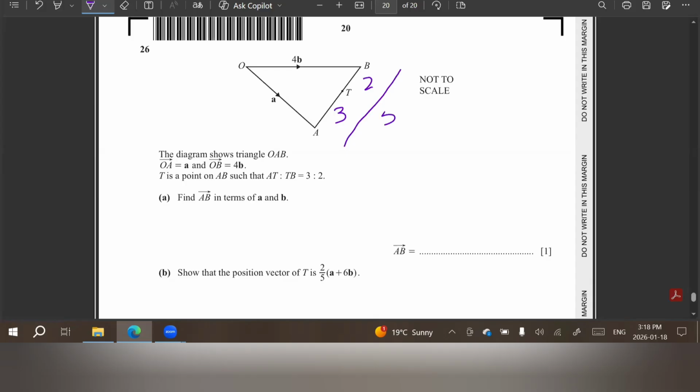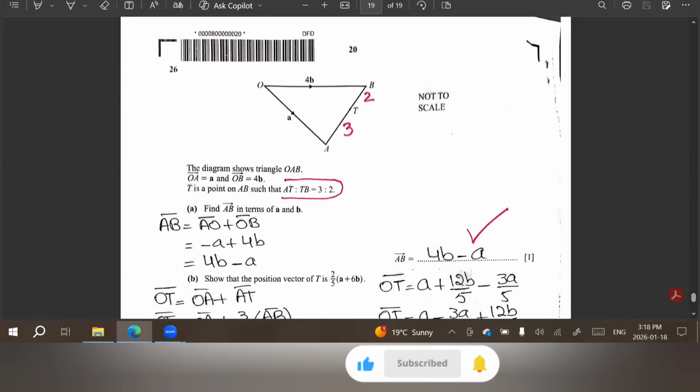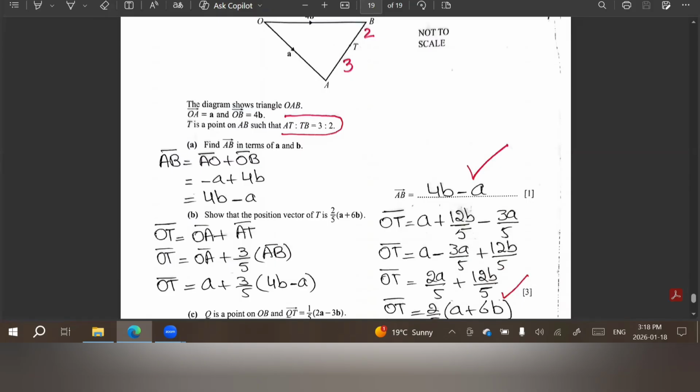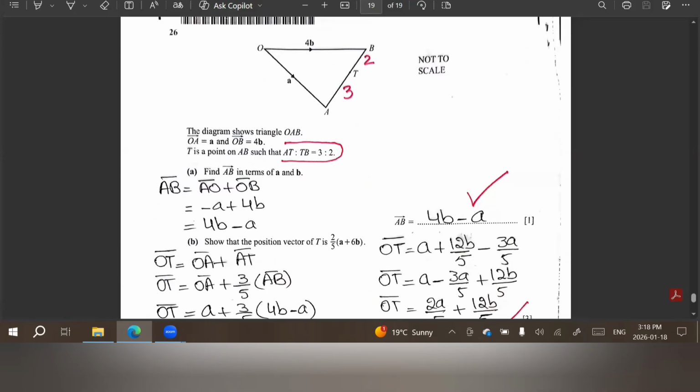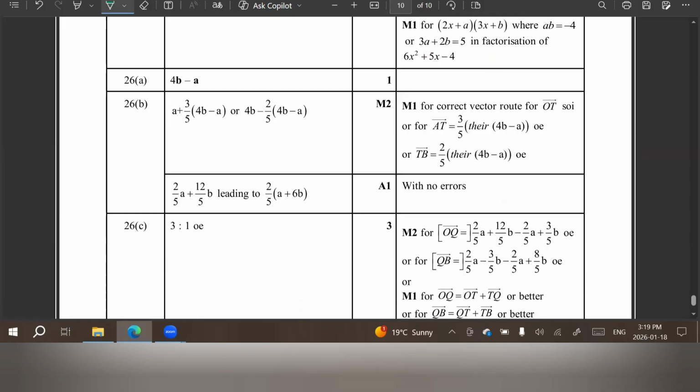You want to find out from A go to O, from O go to B. This is how this can be done. Let me show you. So here we go. AB will be equal to AO plus OB, and that is minus A plus 4B. So 4B minus A is my answer, sir. 4B minus A is the right answer.